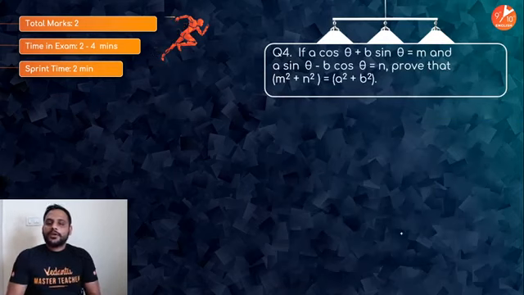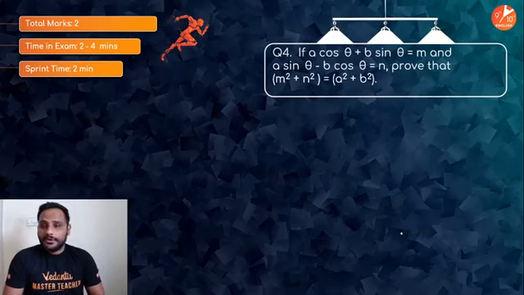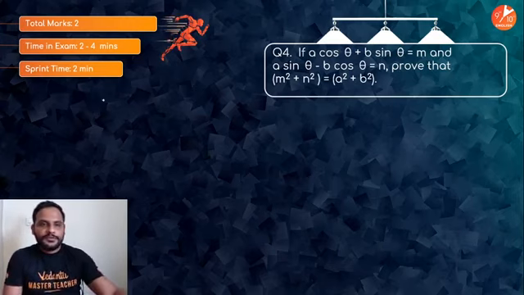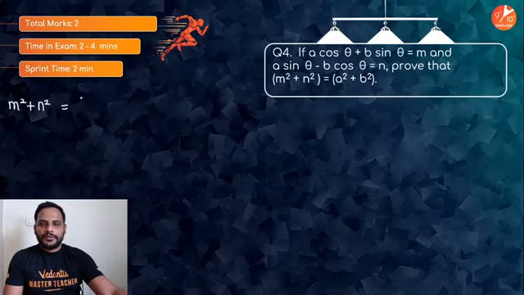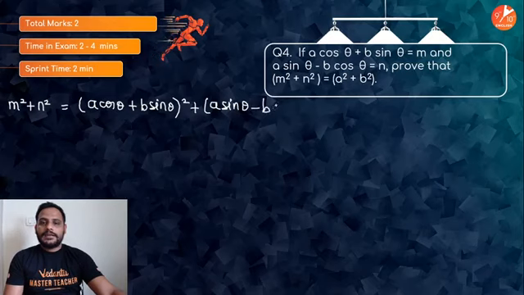Next question. A cos theta plus B sin theta is equal to M, and A sin theta minus B cos theta is equal to N. Then prove that M square plus N square is equal to A square plus B square. Now look, in this question, what I thought, sir, no other option rather than solving for M square plus N square. Let's see what is M square plus N square, because they have given me the values of M and N. So M square will be (A cos theta plus B sin theta) whole square, plus N square will be (A sin theta minus B cos theta) whole square.